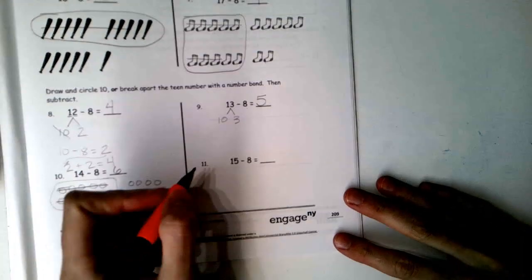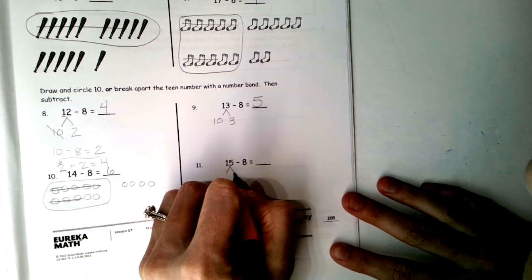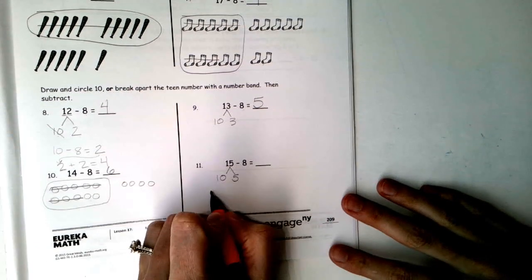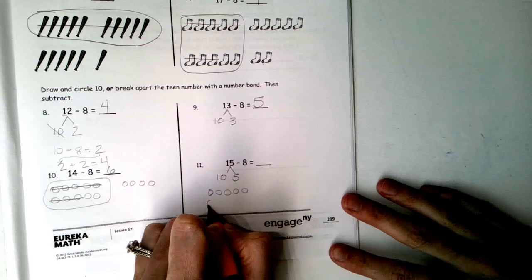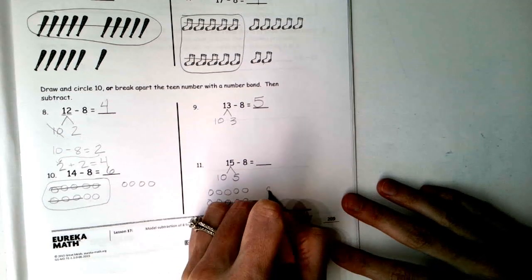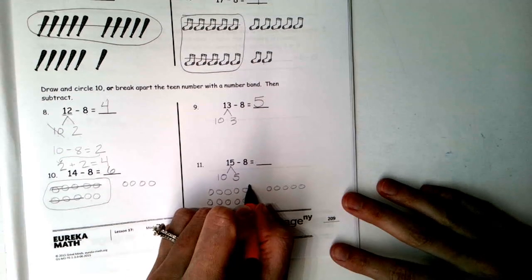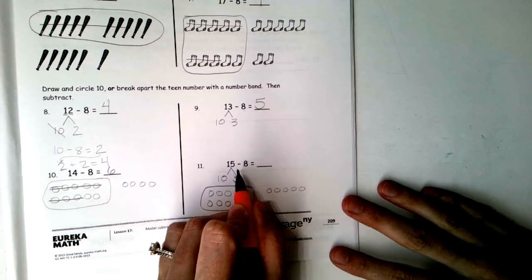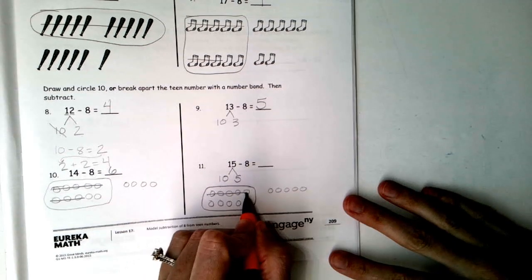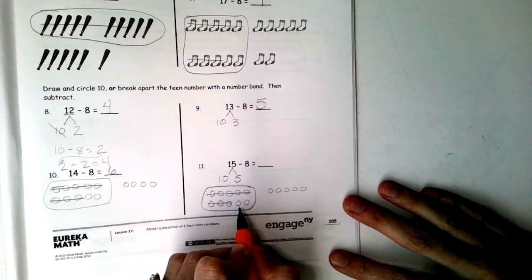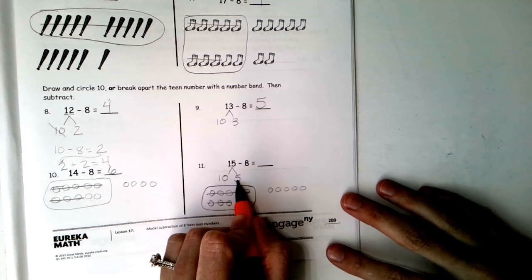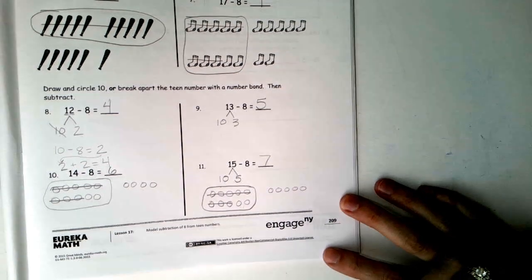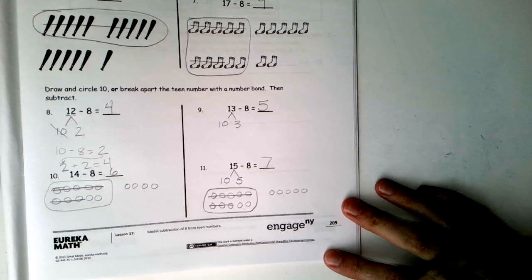All right, now, if you used a number bond, you should have broken up 15 into 10 and 5. If you used a picture, you should have drawn a picture of 10 and 5. Then you should have circled 10. Okay, if you take 8 from 10, just like if you're doing your number bond, you take 8 from 10, you have 2 left. 2 and 5 left. 2 and 5 make 7. 15 take away 8 is 7.